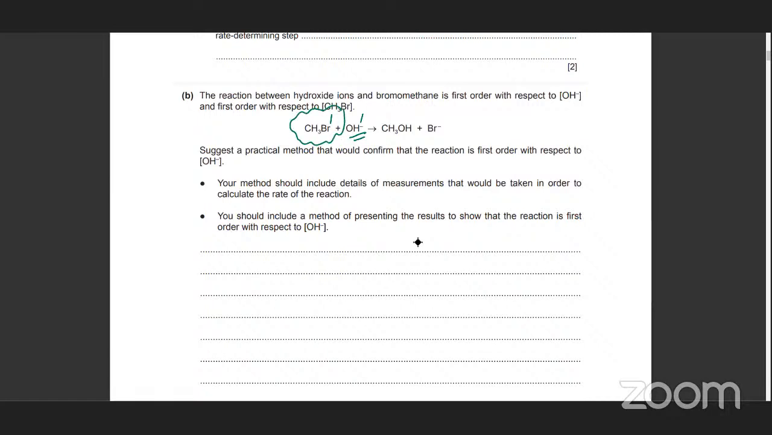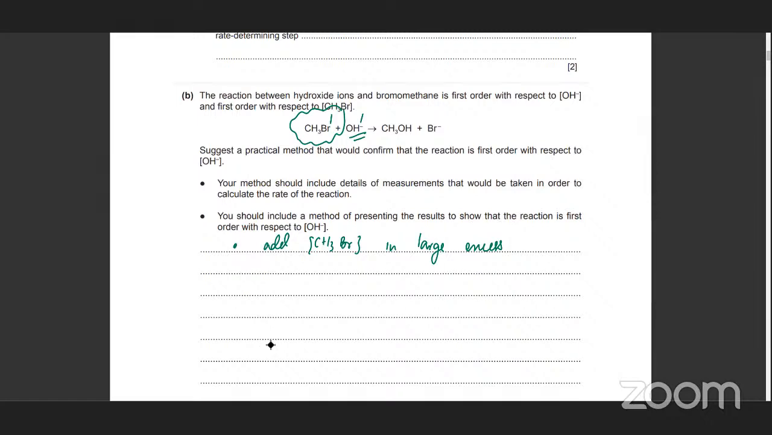तो एक तो ये बताना है कि एक point तो ये होना चाहिए कि add CH3Br. I mean, this should be part of the add CH3Br concentration in large excess, so that its concentration hardly changes in the reaction and it doesn't play a role. So your method should include details of measurements that would be made in order to calculate the rate of the reaction. You should include a method of presenting the results to show.